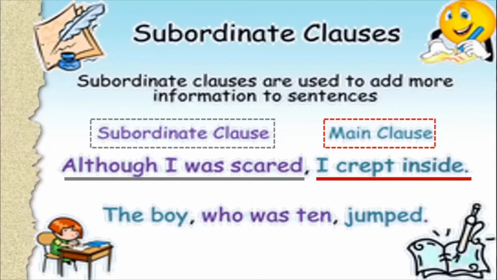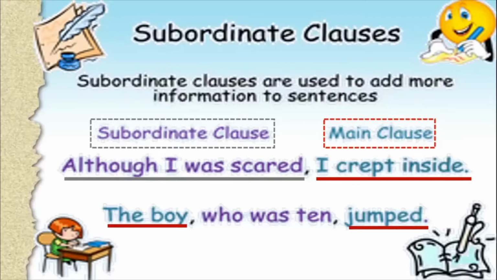The boy who was 10 jumped. Now you can see here, this is a little different from the first example. In the first example, the subordinate clause was bunched together and the main clause was separate. But here you will see, the boy jumped.